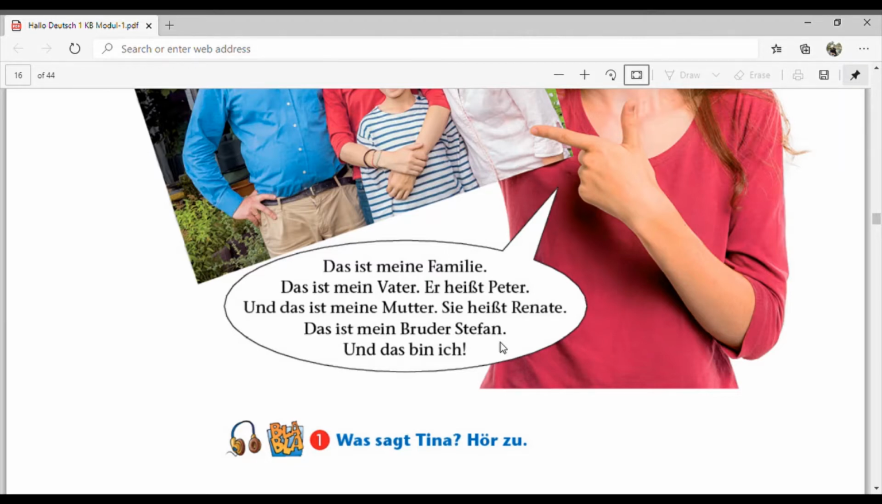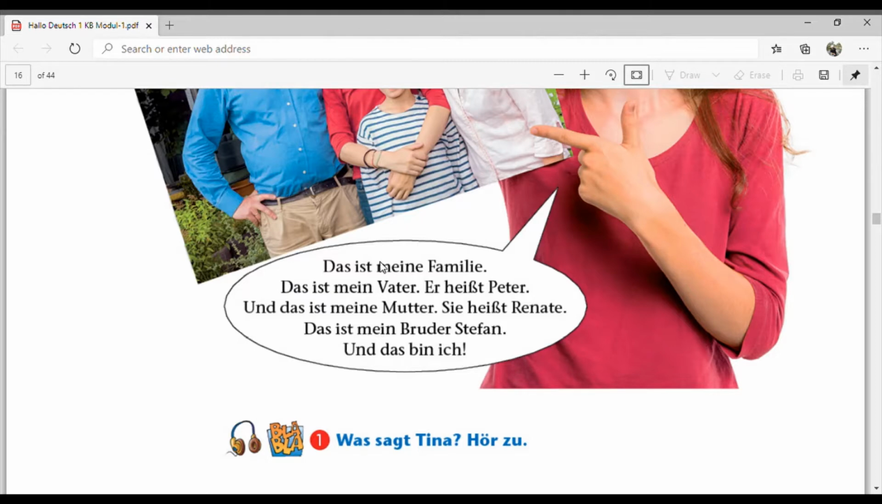Okay, so Tina has introduced her family. So das ist meine Familie, this is my family. Das ist mein Vater. So mein Vater, heißt, so his name is or he is called Peter. Und das ist meine Mutter. This is my mother. Sie heißt Renate. She is called Renate. Das ist mein Bruder. And this is my brother Stefan. Und das bin ich. And that's I am.